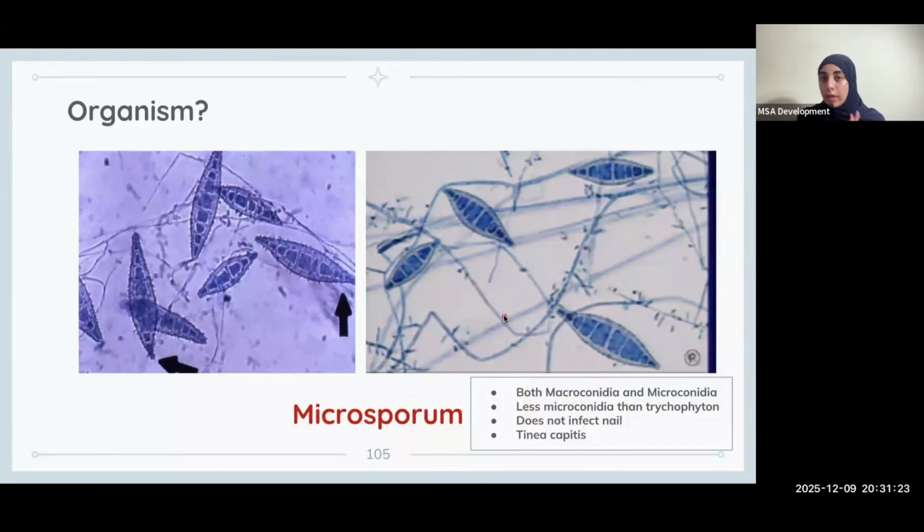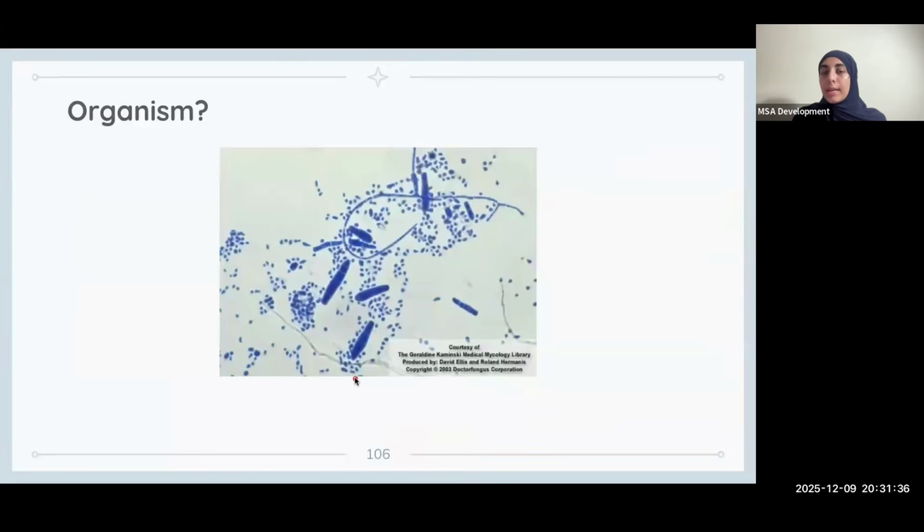And this does not infect the nail, as we said, and it's very commonly implicated in Tinea capitis. Okay, Microsporum usually is only seen in Tinea capitis. Remember the picture, okay? The spindle-shaped is for Microsporum. Next one.